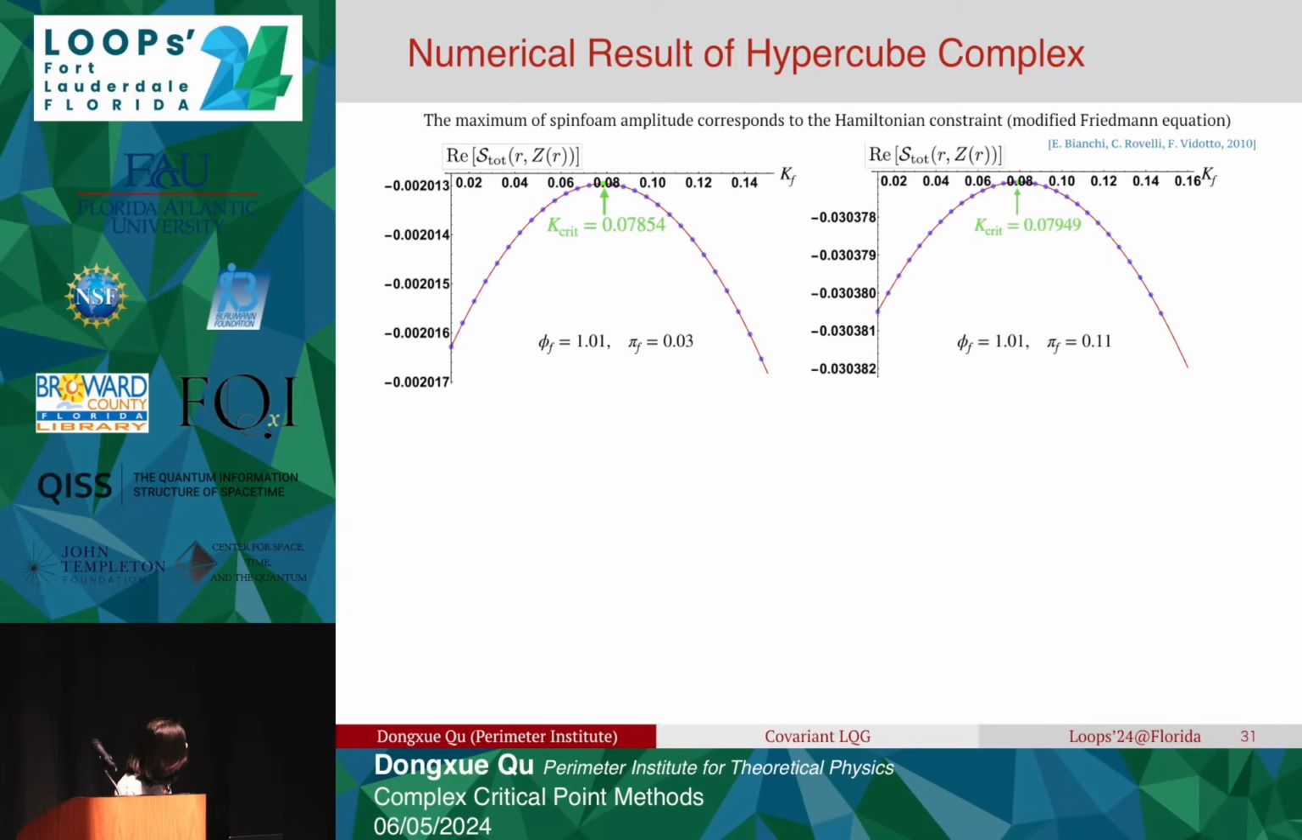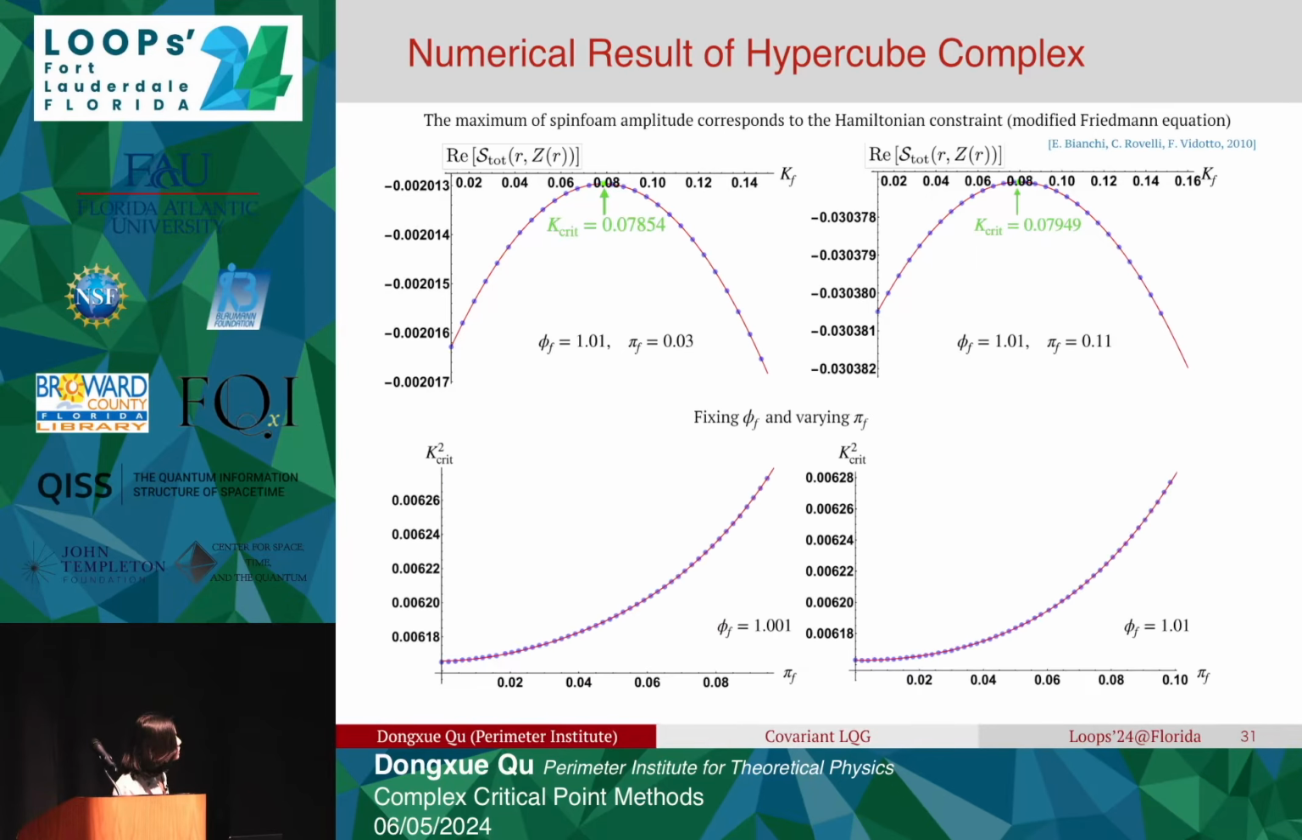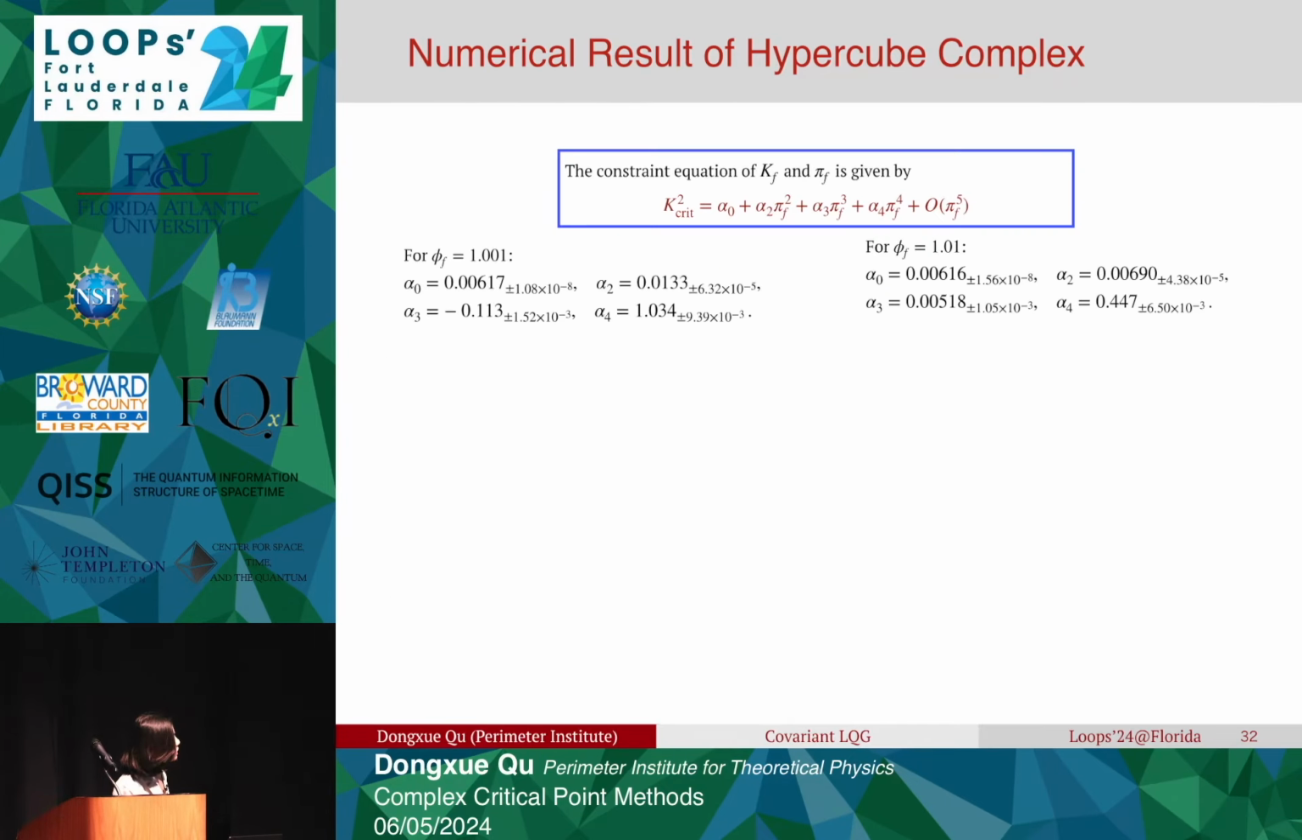So we need to figure out the corresponding K critical for each fixed phi f and pi f. Then, for each fixed phi, we run over pi f and find out the relation between this K critical and the pi. In the end, the numerical result tells us the constraint equation is like this.